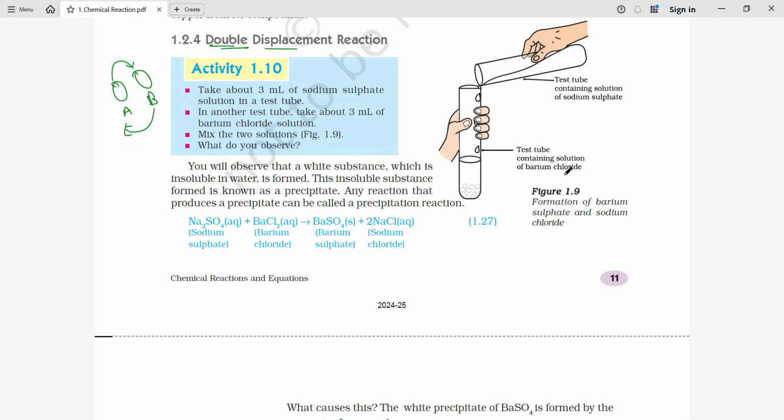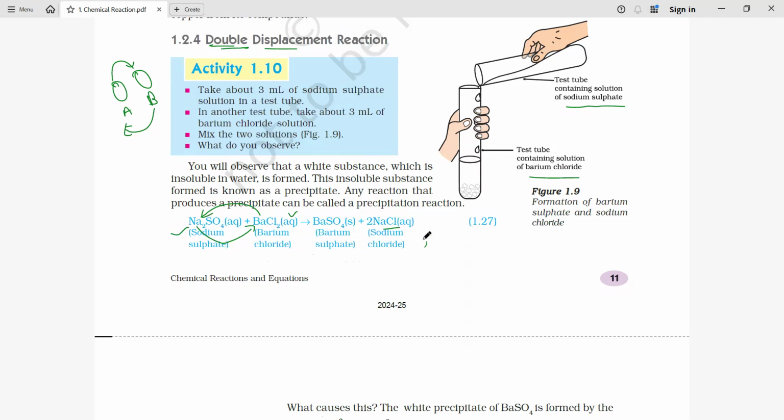So for this, what is the activity? We have a solution of barium chloride and a solution of sodium sulfate. Sodium sulfate Na2SO4 and barium chloride BaCl2, both are aqueous solutions. So after the reaction, what we are seeing is that barium takes the place of sodium and sodium takes the place of barium. So that's why we have sodium chloride and barium sulfate. So this is a double displacement. Both displace each other. That's why it is called the double displacement.